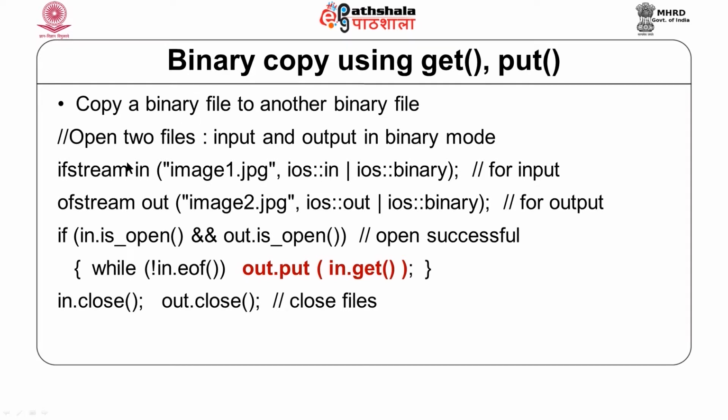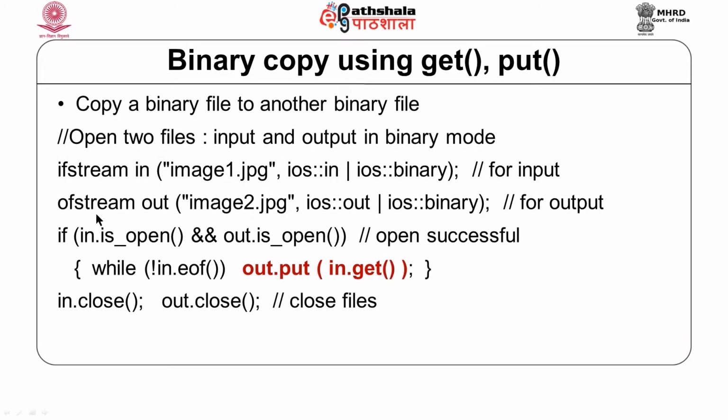Now, the first version here is copying by reading one character at a time and writing one character at a time. Obviously, we require two files. One is the input file, the file which is to be copied, and one is the output file, which is where the copy is to be made. Here in this example, we have considered image1.jpg as the file which is to be copied into image2.jpg.